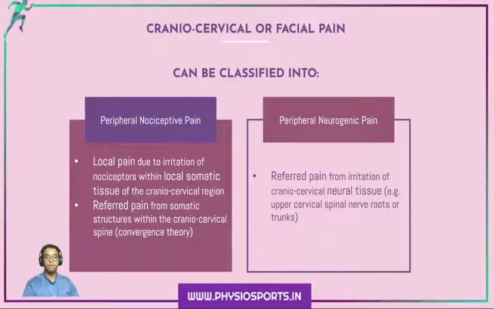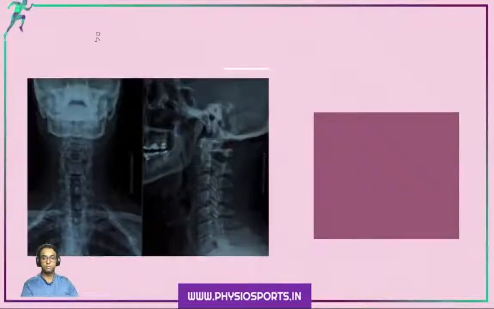Craniocervical pain can be classified firstly into peripheral nociceptive pain, which is local pain due to irritation of nociceptors within local somatic tissues of the craniocervical region, as well as referred pain from somatic structures within the craniocervical spine, and secondly into peripheral neurogenic pain, which is referred pain from irritation of craniocervical neural tissues, upper cervical spinal nerve roots or trunks.